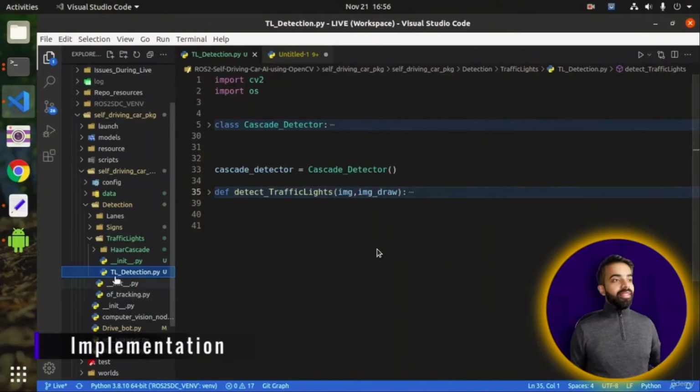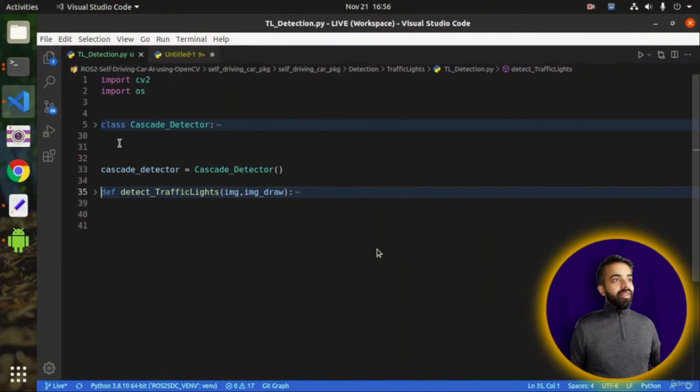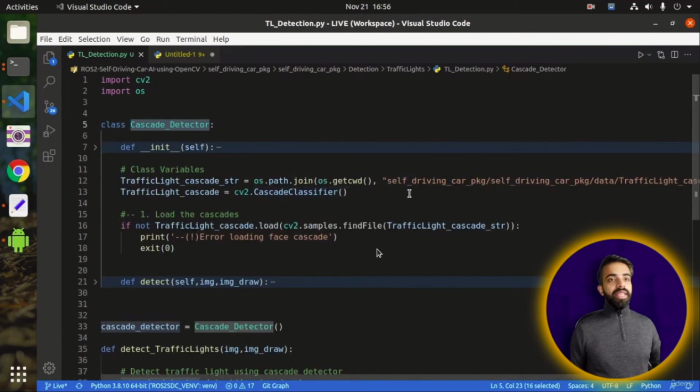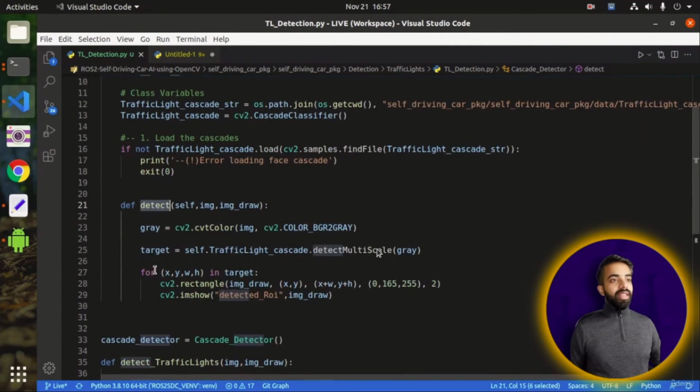I started off by creating the traffic_light_detection.py file, which contains the detect traffic light function that actually attempts the core concept of detection of traffic lights. This can be achieved by creating a class of cascade detector, where we load our trained cascade from the data folder and save it inside the traffic light cascade variable. Once we have loaded the trained cascade, we now create a detect function that actually performs the detection of the traffic light by using the trained cascade and simply applying it over the grayscale image. Once we have detected a region of interest, we highlight its location by drawing a nice looking rectangle around it.